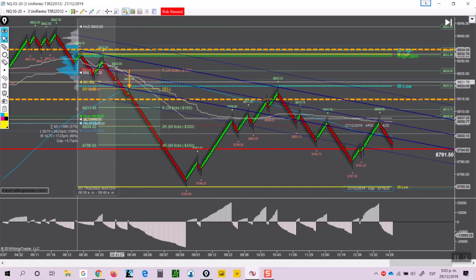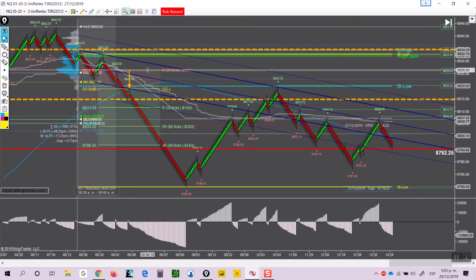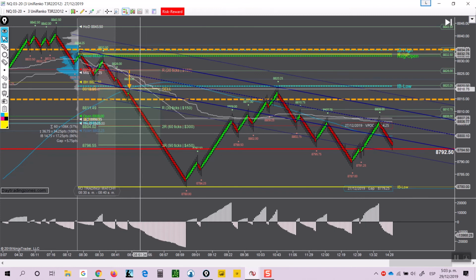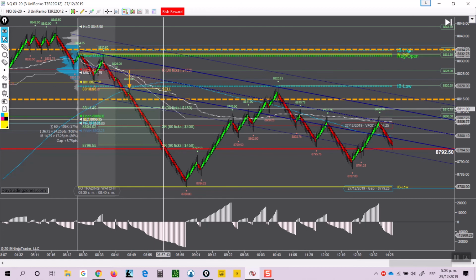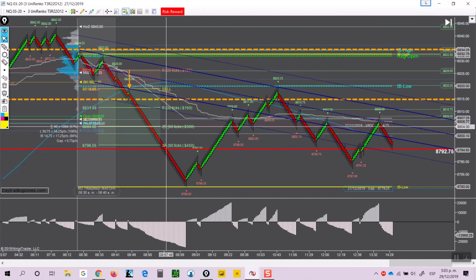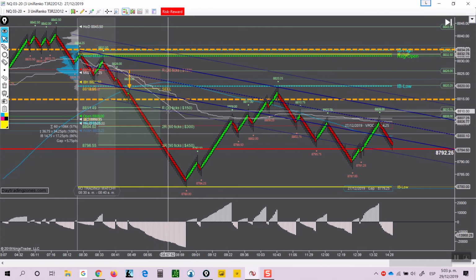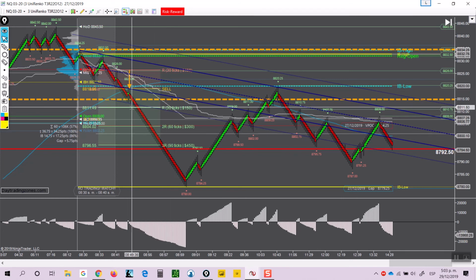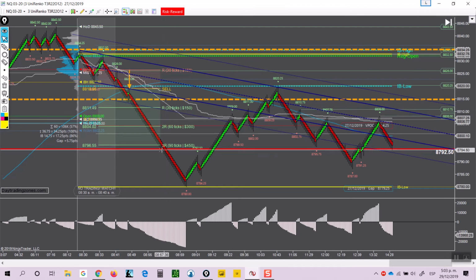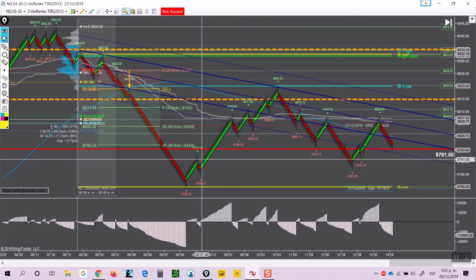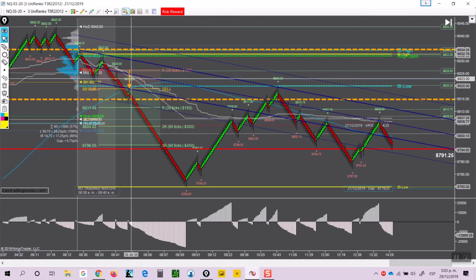1-to-1 hit, price move to entry. Then 2-to-1 hit, price move to 1-to-1. Now at this point you're making money already, and then price touches your 3-to-1. That's $450 per contract right there.